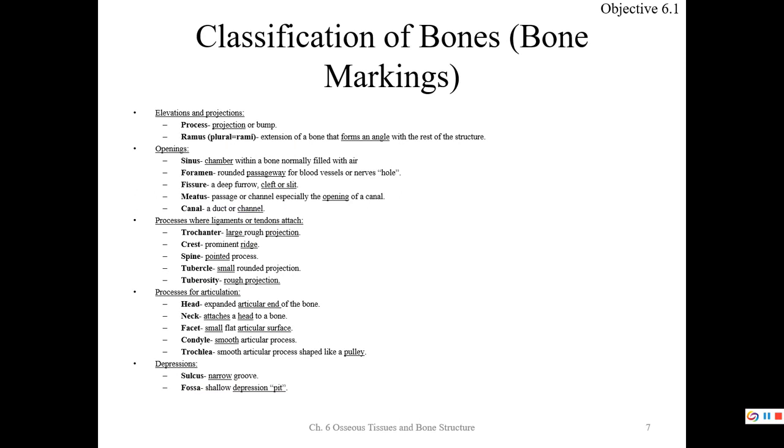Now, some things I do want to talk about are some bone markings, and basically give some very basic definitions for these. This will help for lab. There are elevations and projections. There are processes. These are a projection or bump. A ramus, the plural is rami. These are extensions of a bone that form an angle with the rest of the bone. So like the ramus of the mandible, for example, the superior and inferior pubic ramus, the ischial ramus, those are the rami that we talked about.